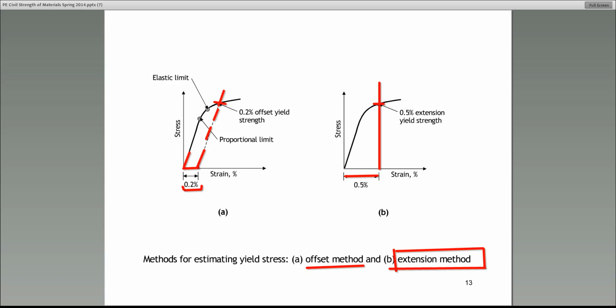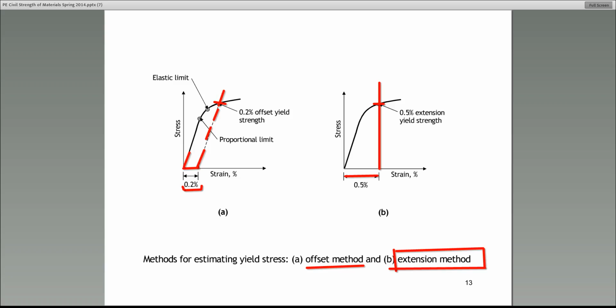Brian is asking, will those two methods give you the same yield strength? The answer is no, it would not. These are two different values. So that is why they specify, you must understand which method they're using, 0.2% offset or 0.5% extension method.